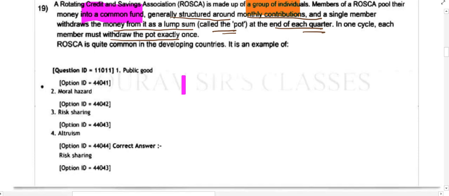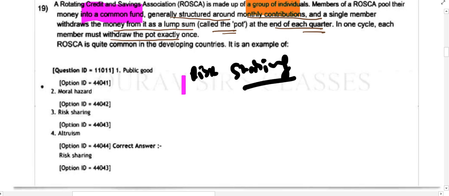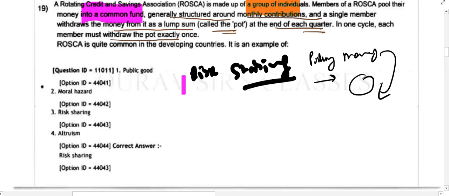This is quite common in developing countries. This example is actually of a moral hazard issue. Sorry, not moral hazard, this is risk sharing. Everyone is pooling money into one structure, and whoever gets into a problem, that money is used to help that individual. So in that case, we can say it is a risk sharing structure. So for question 19, option C is correct.